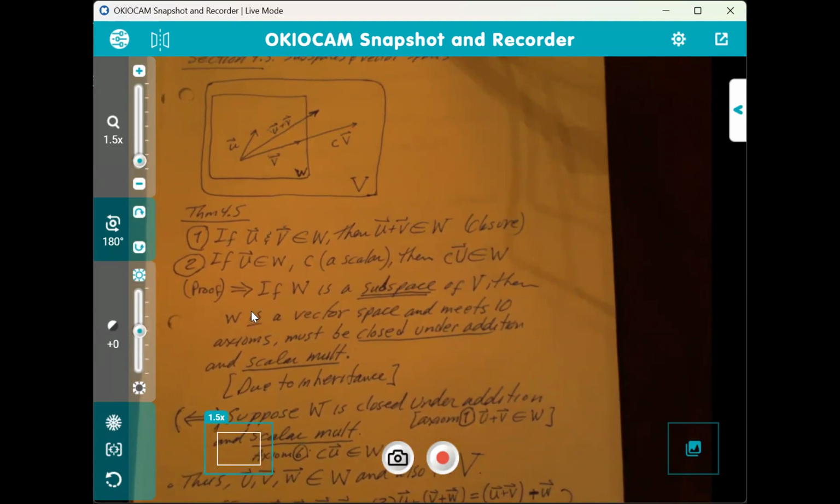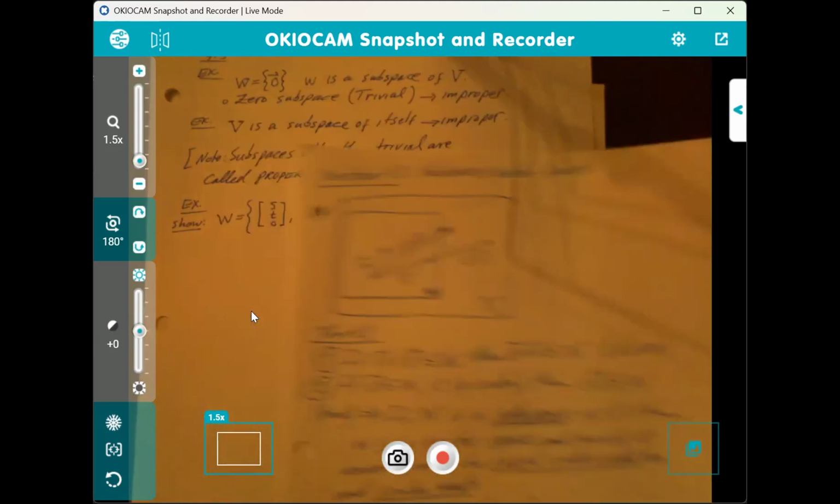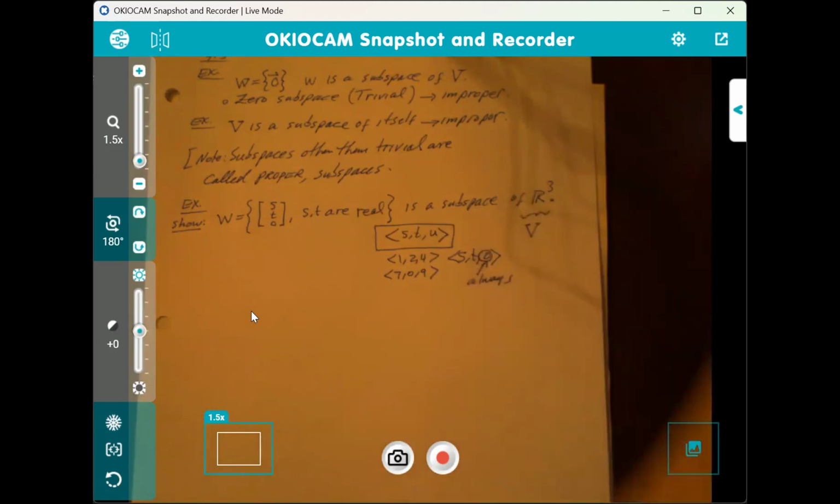And remember, in the beginning, we mentioned that W is a vector space inside another vector space. Okay, understood. Thank you for asking. I appreciate it. Thank you.